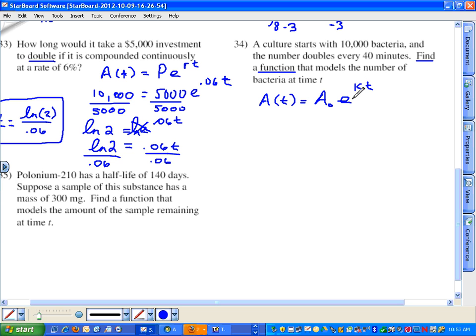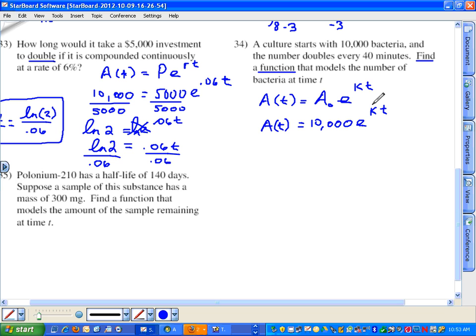So what do we know? We know an initial amount, 10,000 bacteria, times e to the kt, and that equals A of t. All we know right now is an initial amount. We don't know the growth factor. So here's what we need to do. We need to find a value of k so we can plug this back into this formula to end up with a function of t.